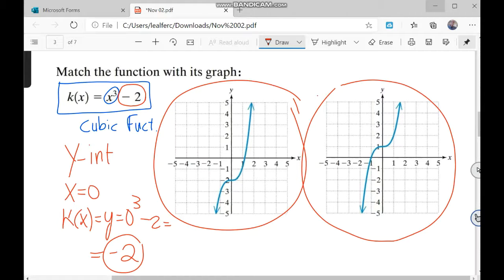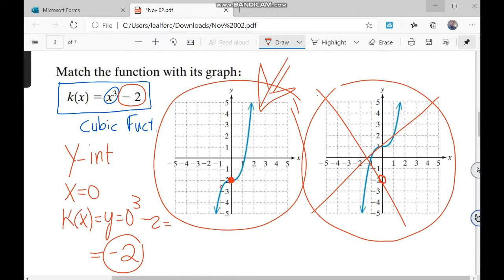Check the graph of the function, check which one has negative 2. This one actually has negative 2, and this one doesn't. See, the graph doesn't cross negative 2. The right answer is not going to be this. The right answer is that one right here.